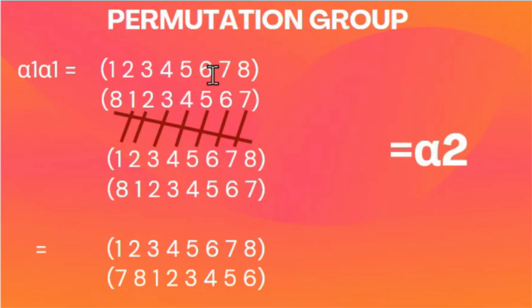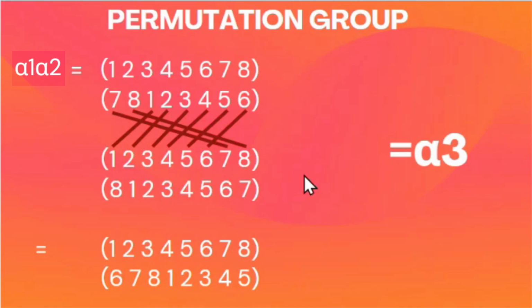Then 6. Below 6 is 5. Here is the 5. So below 5 is 4. So it's 6, 4. So next is 7. Below 7, we have 6. So below 6 is 5. So 7, 5. Then 8. Below 8 is 7. So here is the 7, and then below 7 is 6. That's why it's 8, 6. So that is equal to alpha sub 2.